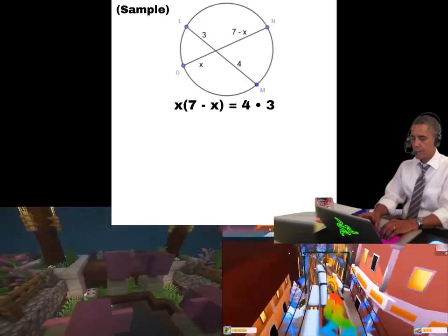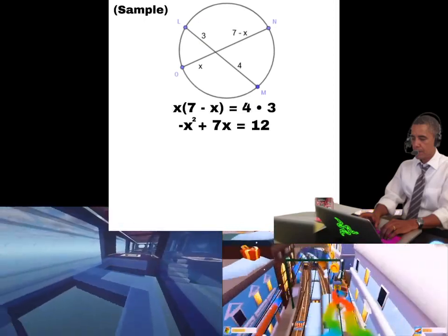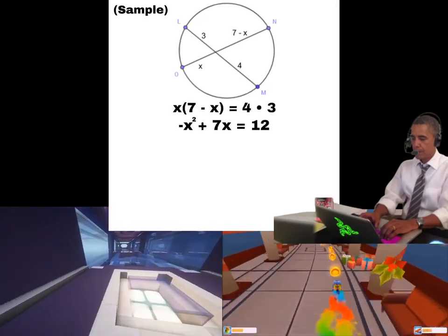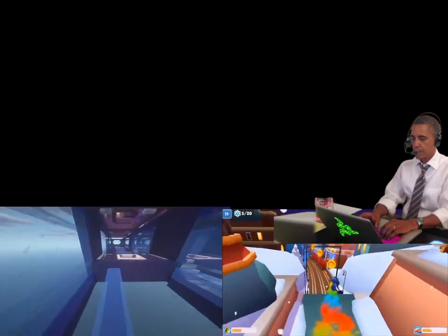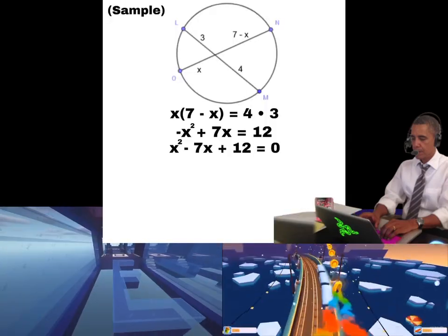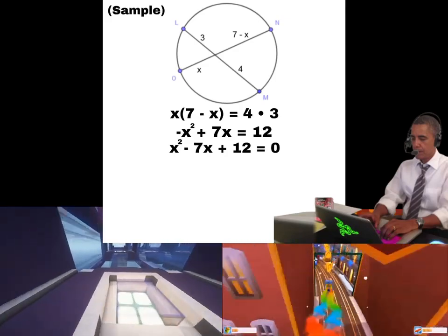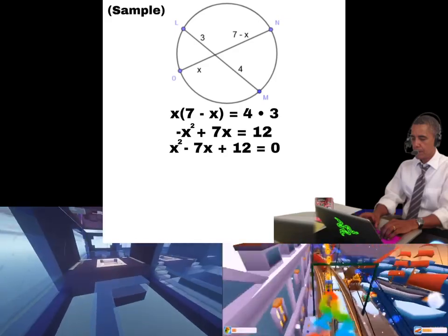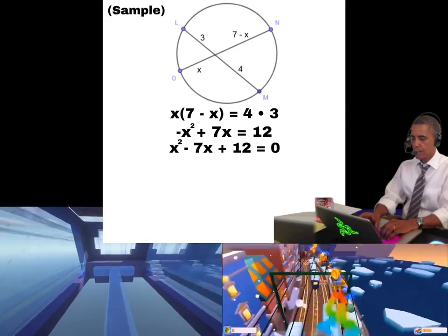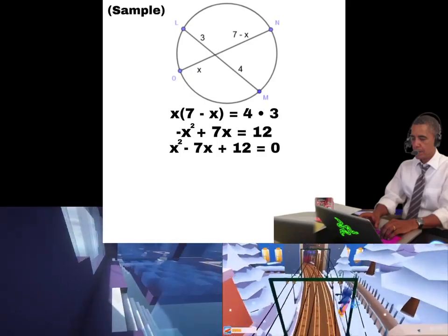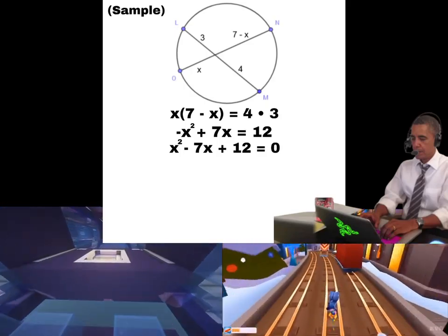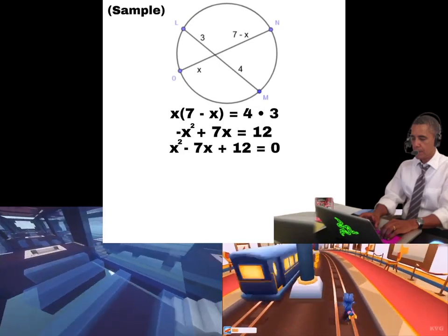Anyway, after you distribute and simplify, you should have negative x squared plus 7x equals 12. Then after that, like the hint said, you make the right side of the equation equal 0 by subtracting 12 from both sides. After that, you would turn the negative x squared to a positive x squared to make it easier to factor, and you do that by multiplying all of the values on both sides by negative 1.